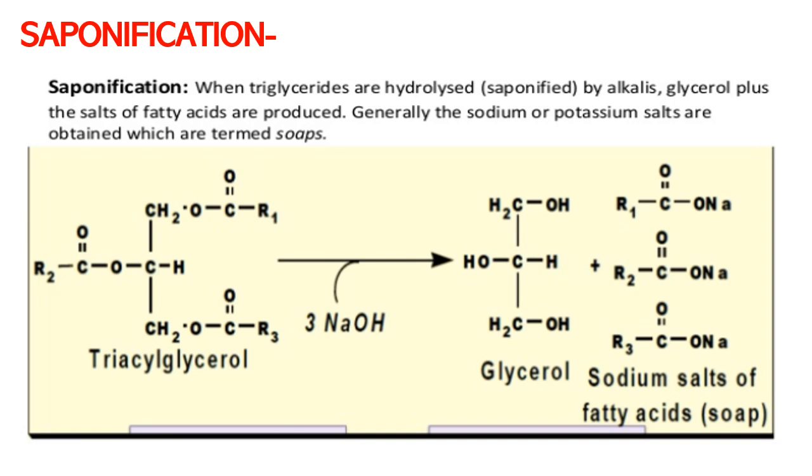Next, saponification. When triglycerides are hydrolyzed or saponified by alkalis, glycerol plus the salt of fatty acid are produced. Generally, the sodium or potassium salts are obtained, which are termed as soap. In this process, triglyceride react with 3 molecules of sodium hydroxide to form glycerol, and it also gives 3 molecules of sodium salt of fatty acid, which is known as soap.